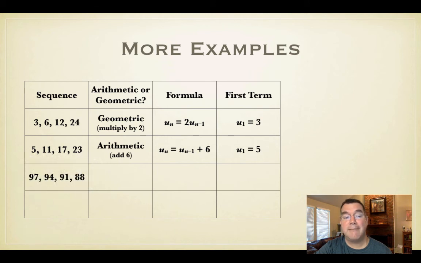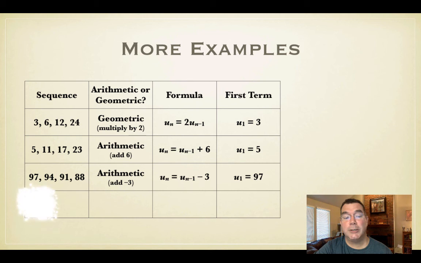All right, then I have 97, 94, 91, 88. Figuring out whether I am multiplying over and over again or adding over and over again, I'm actually subtracting 3, which is the same thing as adding -3. So since I'm adding over and over again, that's arithmetic. So each term is the previous term minus 3 or plus -3. And that's how I write it. un equals un minus 1 minus 3. And the first term is 97.